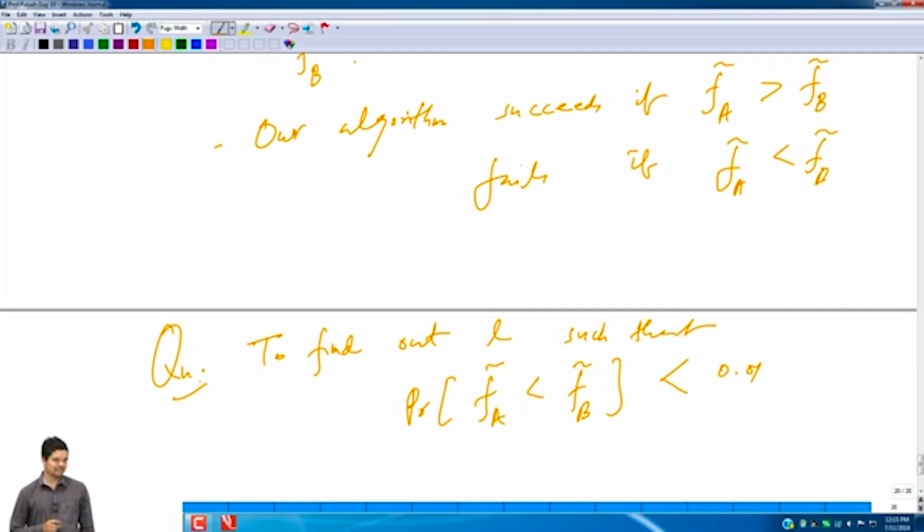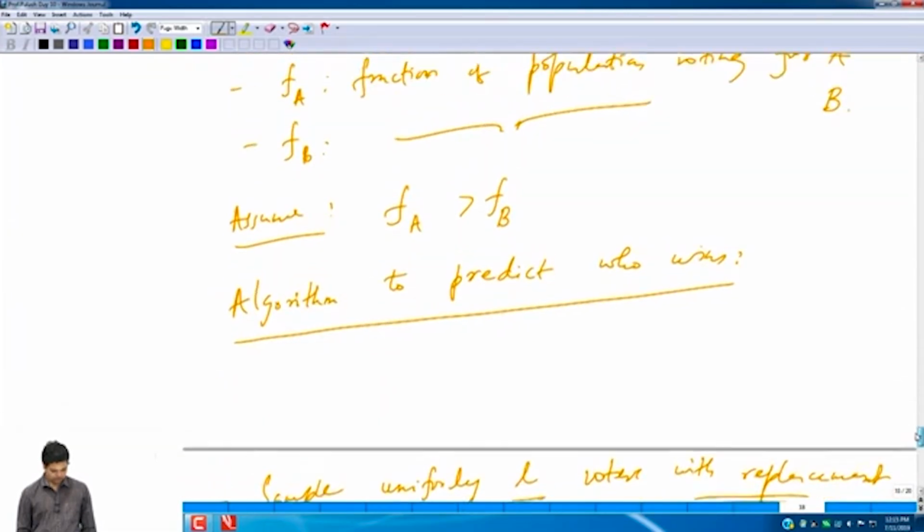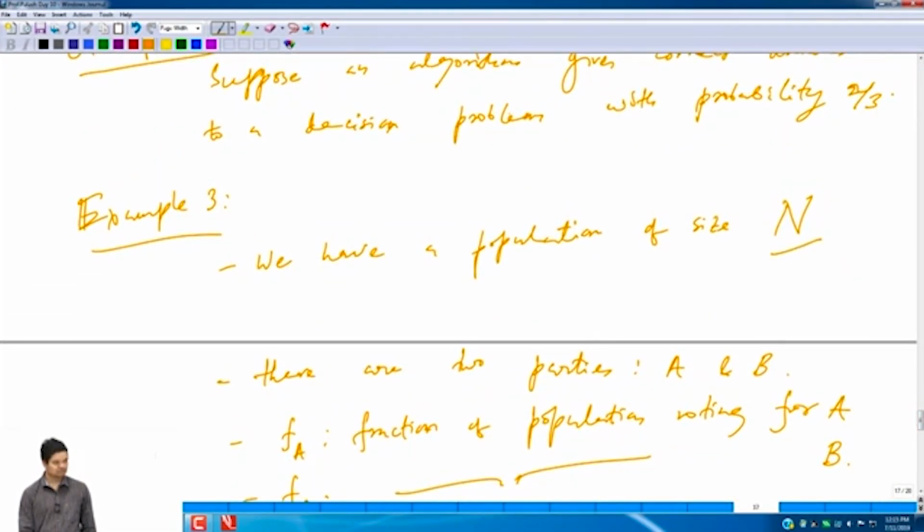And you will be surprised to see that L will be independent of capital N, the size of the population. It does not depend on capital N. So we have proved in that case that the sample size does not depend on N. Okay, let's stop here and continue tomorrow from here, and I hope some of you will be able to solve this. Okay, thank you.